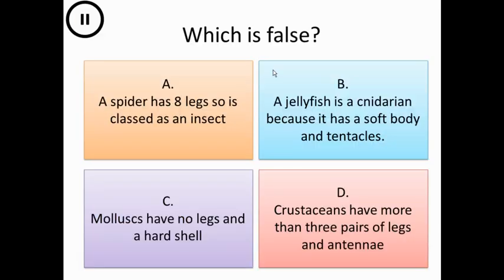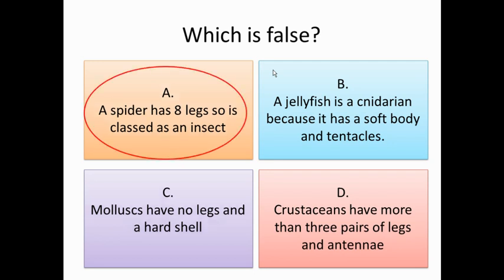So which of these is false? Okay, so if you have a read through and come to which answer you think is false. So if you pause the video now. Okay, so what you should have had is that A is false. It says a spider has 8 legs, so it's classed as an insect. Okay, insect has 3 pairs of legs. Okay, so if it's got 8 legs, that's 4 pairs. So a spider is an arachnid. So A was the false answer.